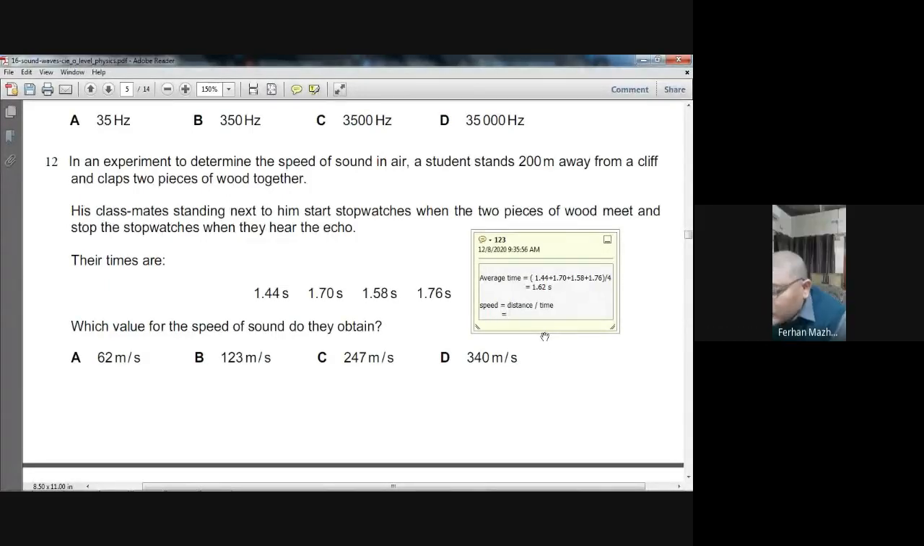So the distance traveled is 200 meters in going to the cliff and 200 meters in coming back. The total distance is 400 meters divided by the time taken. The average time is 1.62. You have the calculator, so please do the calculation. 400 divided by 1.62 is 247 meters per second. This is the answer? Yes, sir. Okay, so the choice will be C.